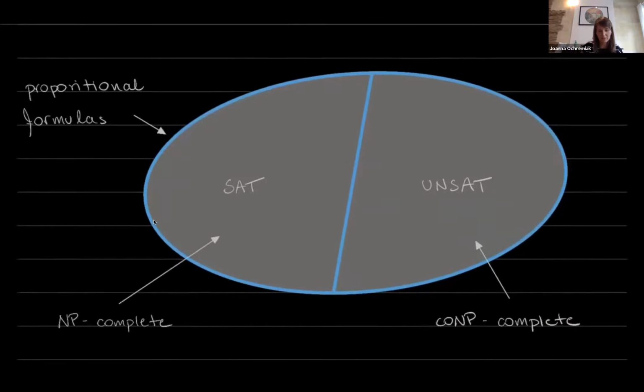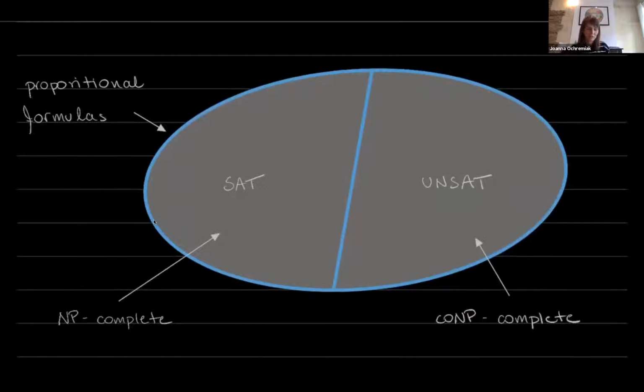So now, let's just have a look. This will be important for one thing that I will mention later. If we have all propositional formulas, they are either satisfiable, and we know that the satisfiability problem is NP-complete, or unsatisfiable, which is the complement. So since SAT is NP-complete, the unsatisfiability problem is co-NP-complete.